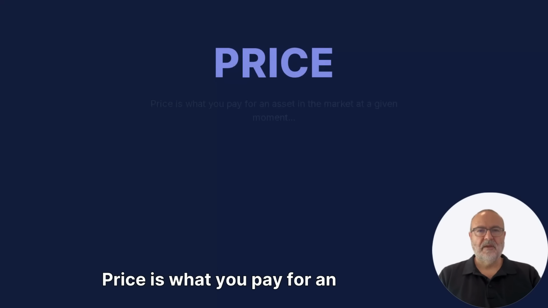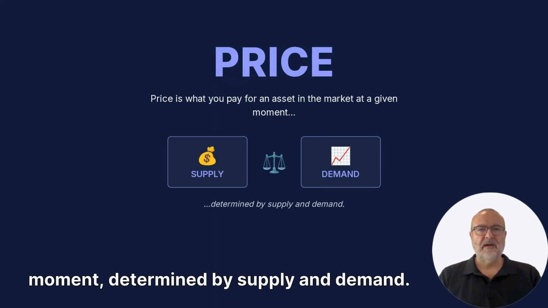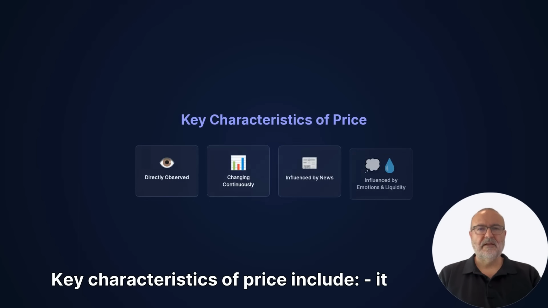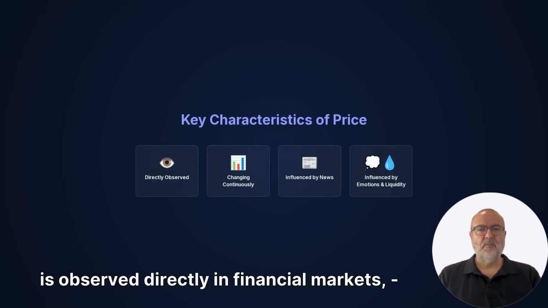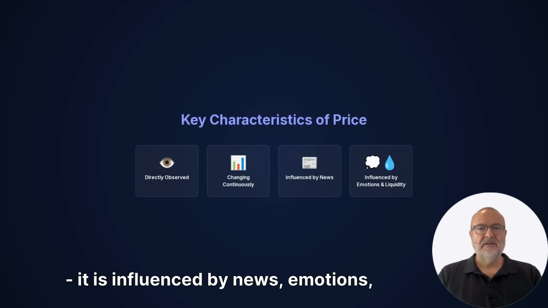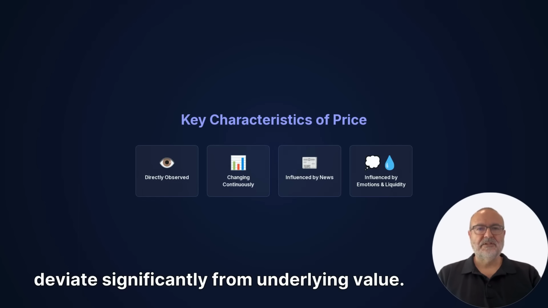Price is what you pay for an asset in the market at a given moment, determined by supply and demand. Key characteristics of price include: it is observed directly in financial markets, it changes continuously throughout the trading day, it is influenced by news, emotions, expectations, and liquidity, and it may deviate significantly from underlying value.